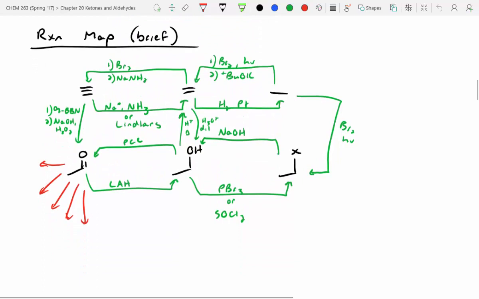So I know some of you have your reaction maps from last quarter. Essentially, all this reaction did was take ketones and aldehydes, and now you've got this giant new tree branching off of that. So it's a good idea to review your reaction map and then maybe add in some new arrows coming off of your aldehydes and ketones.